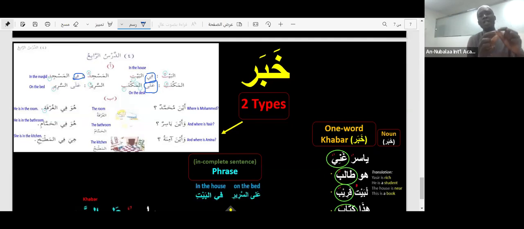So in these sentences, Muhammadu fil bayt, Muhammad would be mubtada. Fil bayt, that compound phrase, would be khabar. That is harf jar and ismu majrur. Ismu majrur is the ismu that comes after harf jar, the noun that takes the effect of harf jar.